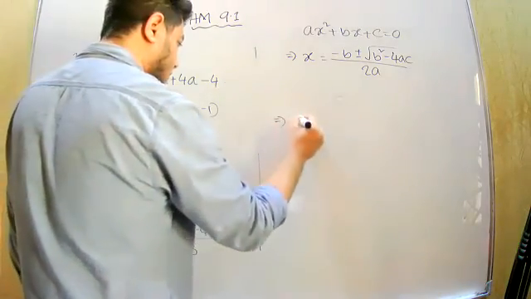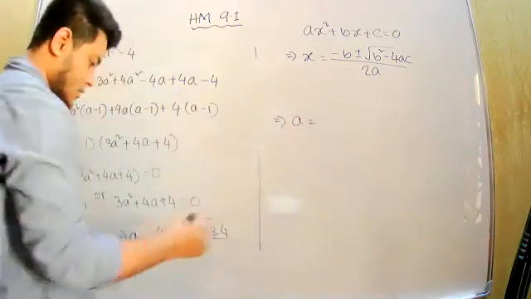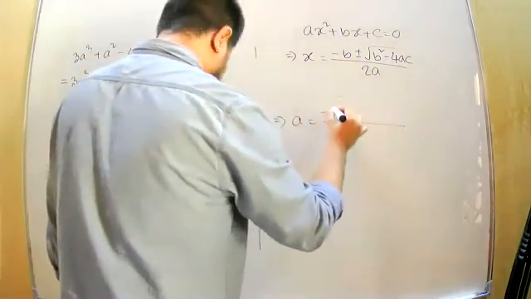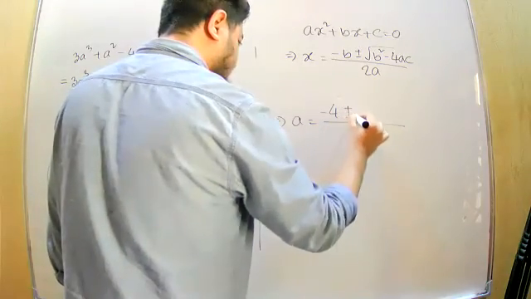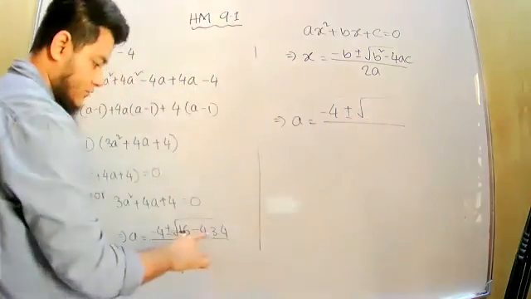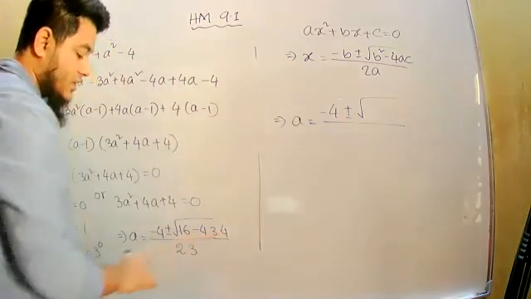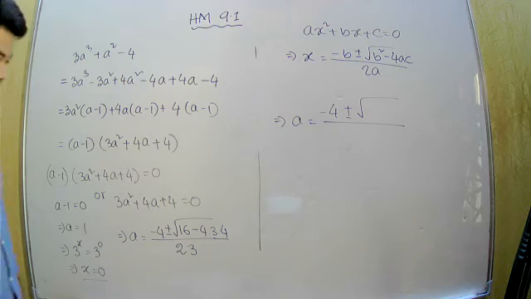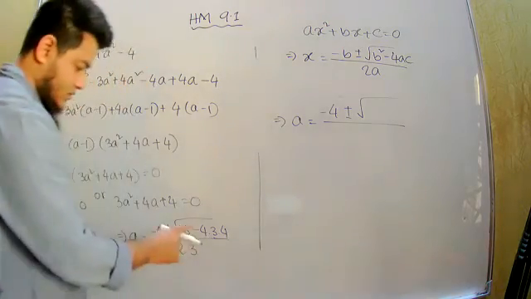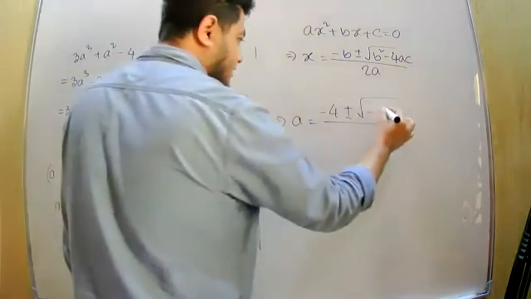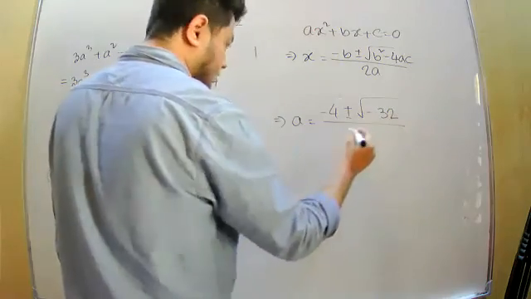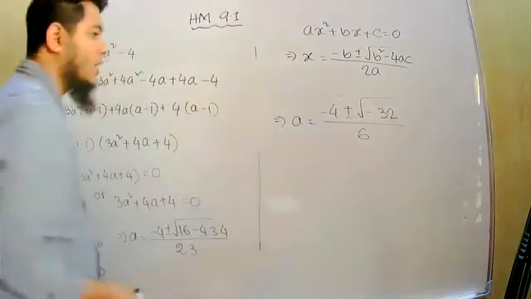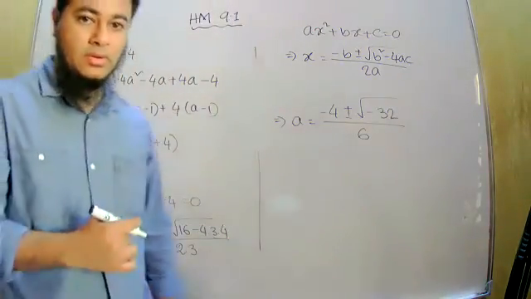Okay, so we will get two values of a from here. Minus 4 plus minus root over, this is 4, 4 is 16, 16 into 3. 16 into 3 is how much? 48. So 16 minus 48, that is minus 32, divided by 6. Now this one is not a real number.